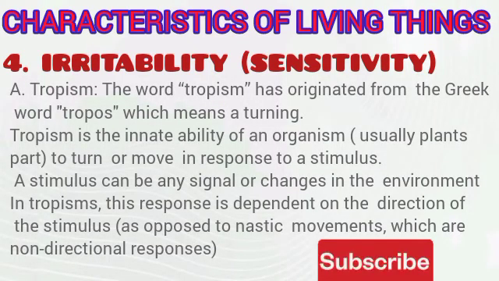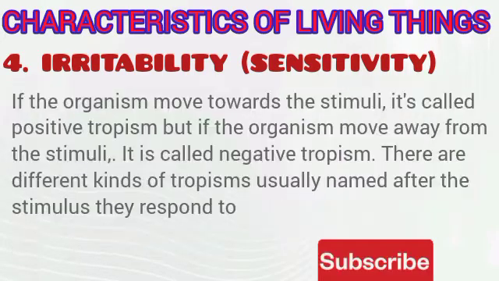The word tropism originated from the Greek word tropos, which means to turn or turning. So tropism is the ability of an organism, usually plants, to turn or move in response to a stimulus. A stimulus is any signal or change in the environment. In tropism, the response is dependent on the direction of the stimulus.